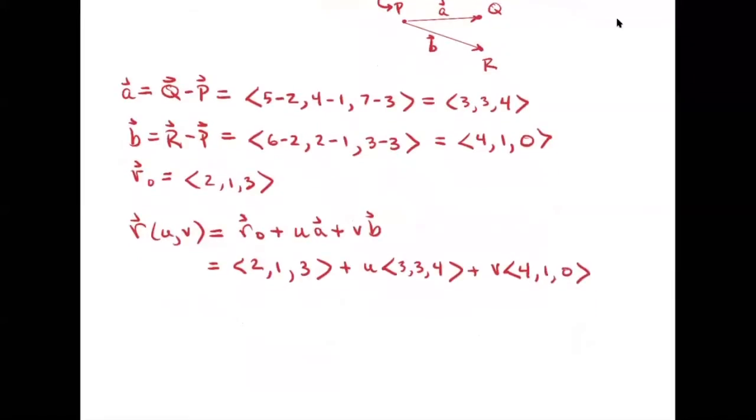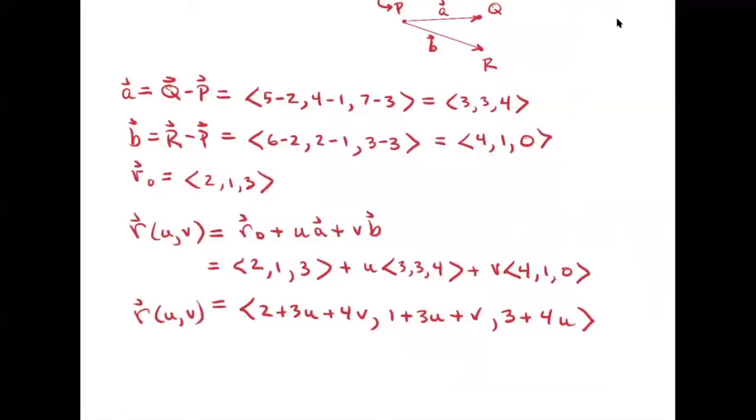And then probably if you wanted to express this as an X, Y, and Z coordinate, then you need to combine these. So it would be 2 plus 3U plus 4V, comma, 1 plus 3U plus 1V, we'll just say V. And finally, 3 plus 4U. Okay, so that's our plane that contains those 3 points. Okay, any questions about that?